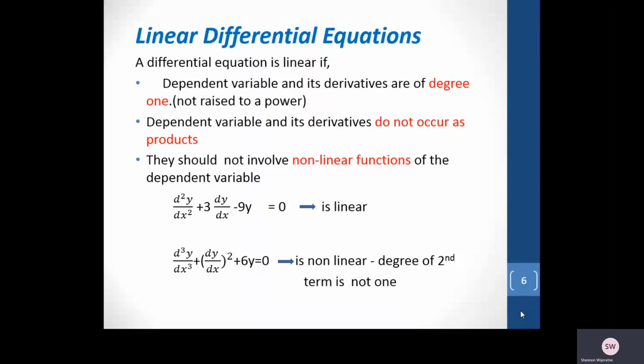The third property is that they should not involve nonlinear functions of the dependent variable. That means you can't have terms like y squared, or any trigonometric functions of the dependent variable like sin y, cos y or tan y, because they are all nonlinear functions, and log y or exponential y, any nonlinear function. You cannot have any nonlinear function of the dependent variable.